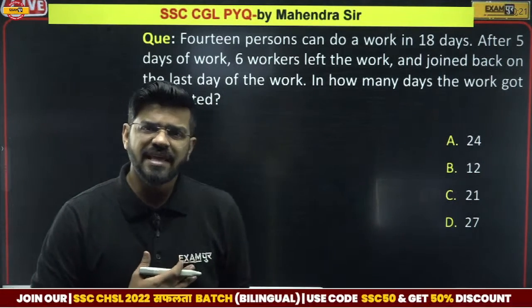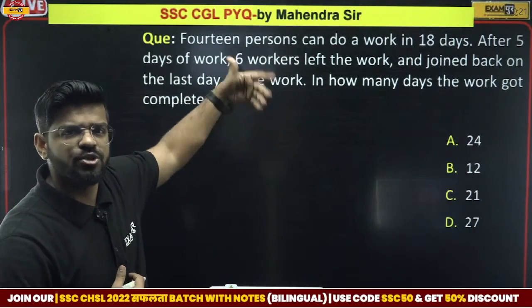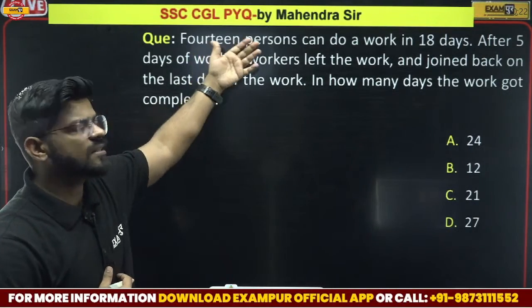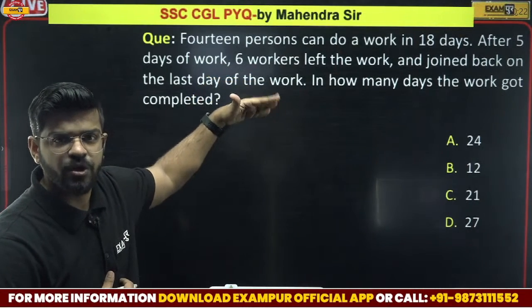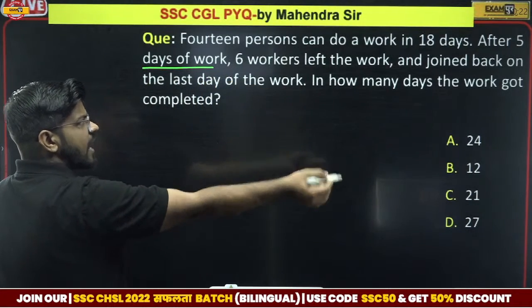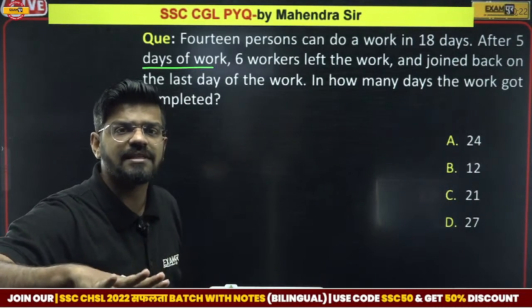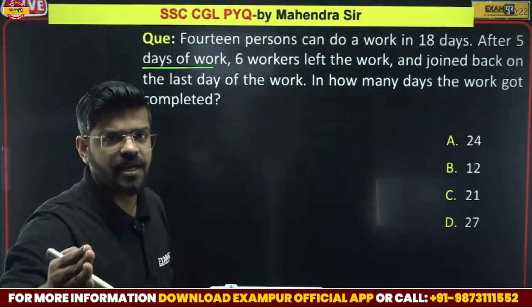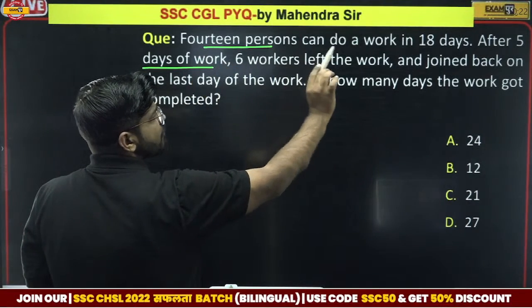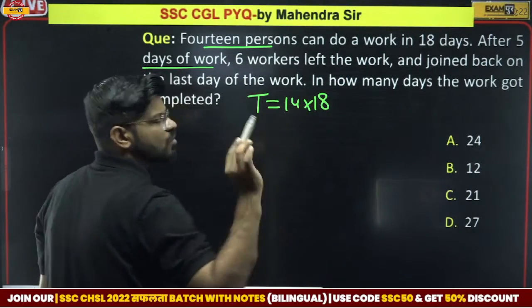So can I say that they don't come on the last day, just work for 6 days in the starting? After 5 days of the work, 6 workers left and then they came on the last day, so I'm saying don't come on the last day, just work for 6 days at the start. Clear? That means 14 people have worked for 18 days. 14 into 18 is my total work.